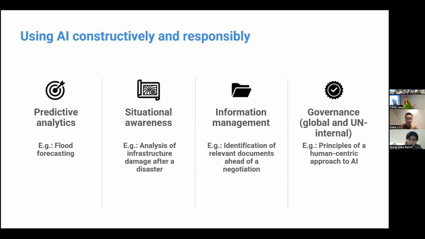Then there is information management. This has grown a lot with large language models. It's very experimental at the moment, but people are exploring the use of large language models to find information more quickly, analyze information, and then work more effectively and efficiently. And then lastly, one thing that I already mentioned before in the negative peace part, the UN is engaged in governance efforts and trying to promote the responsible use of AI, both inside the organization and also among states and other actors.